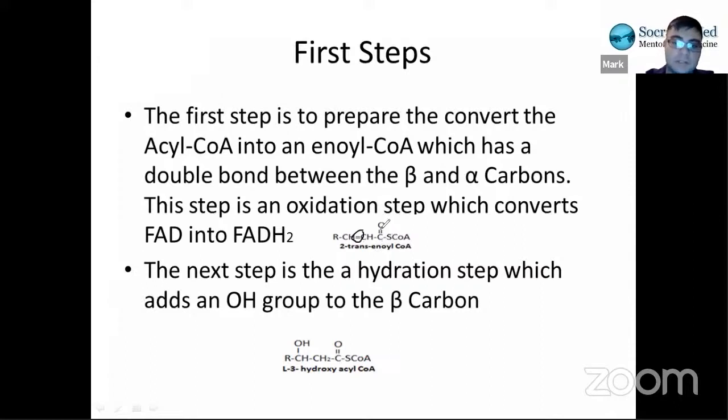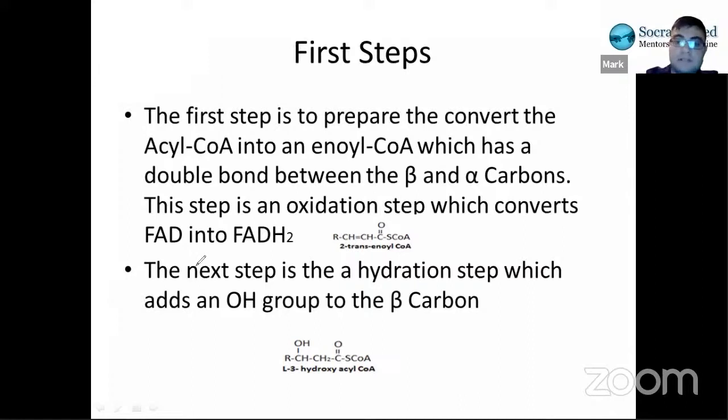So this carbon doesn't actually count. This is the alpha carbon, and then this is the beta carbon. The reason it's called beta oxidation, as you'll see, is because the beta carbon is very important specifically. But the first thing we do is form a double bond between this alpha and beta carbon, and this produces FADH2, which is very useful.